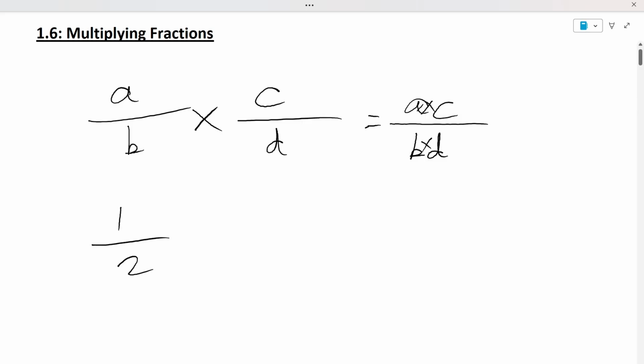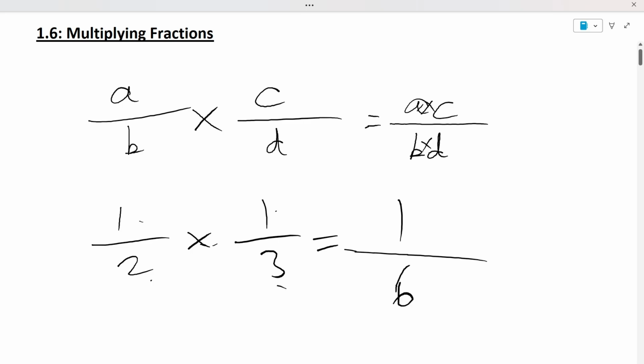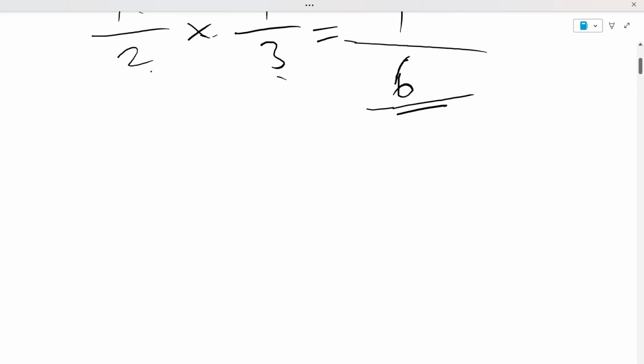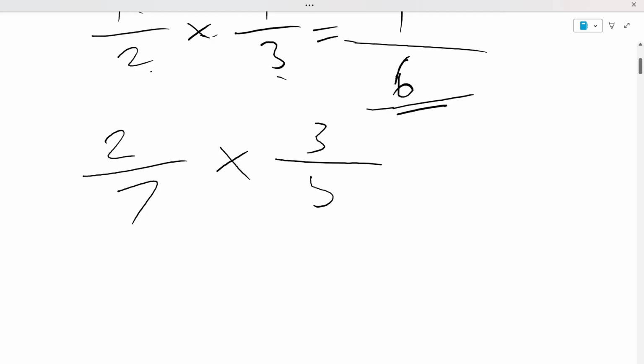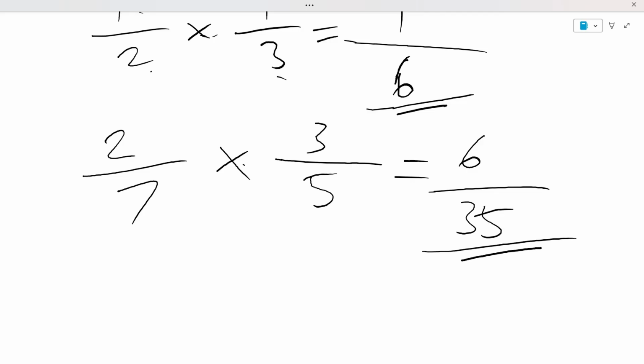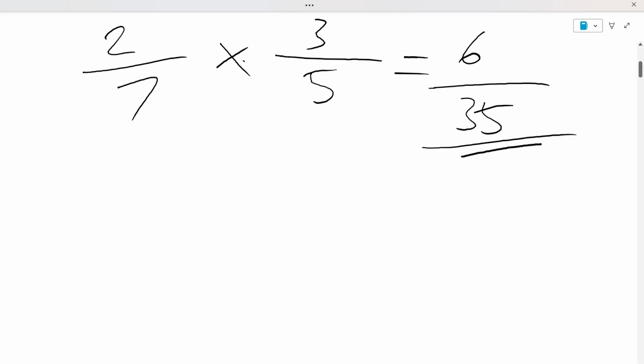So literally if you have a half times a third, you multiply the numerators, 1 times 1 is 1, multiply the denominators, 2 times 3, 6, done. So a third times a half is a sixth. And if we do another one, 2/7 times 3 over 5, 2 times 3 is 6, 7 times 5 is 35. You multiply the numerators, that gives you the resultant numerator. You multiply the denominators, that gives you the resultant denominator.